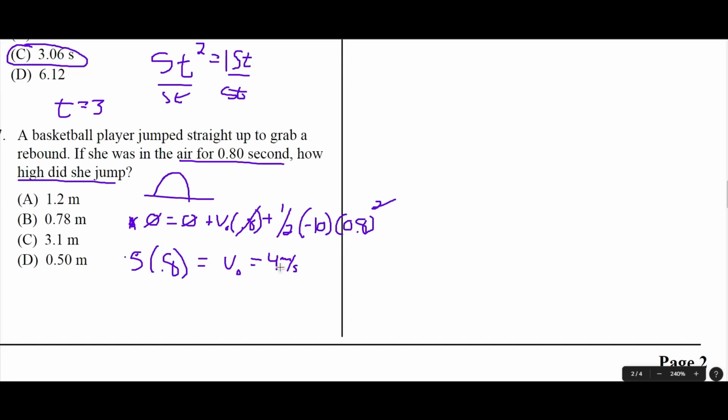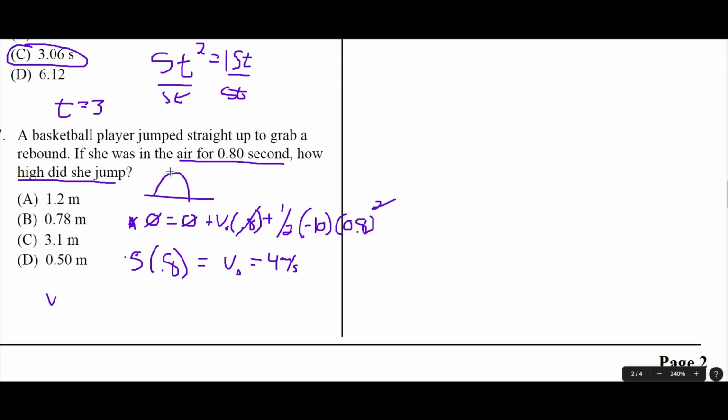Now that I know the initial velocity, I could do either the x equation again, this time changing the time to be 0.4 to say that it takes 0.4 seconds to reach that maximum height. I'll explain that in a little bit more detail later. But I can use this initial speed to figure out what the final maximum height is, or I can use the timeless equation. So I'm actually going to do that one instead.